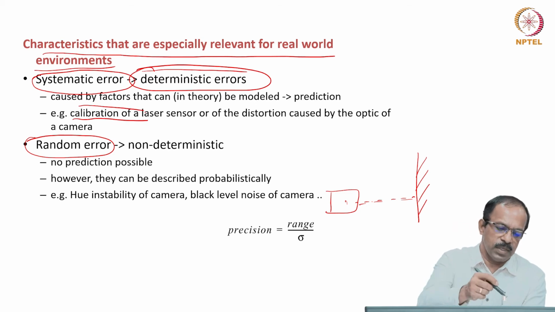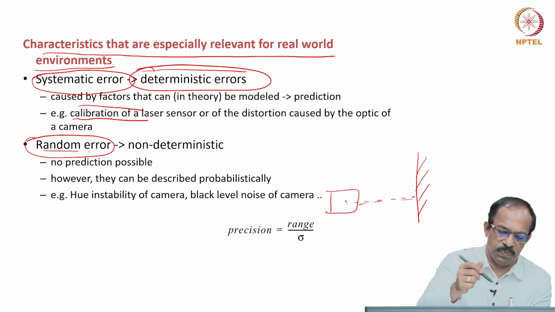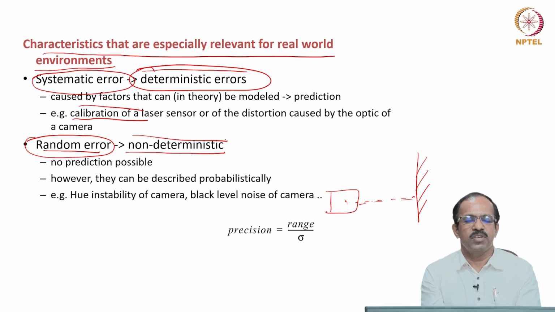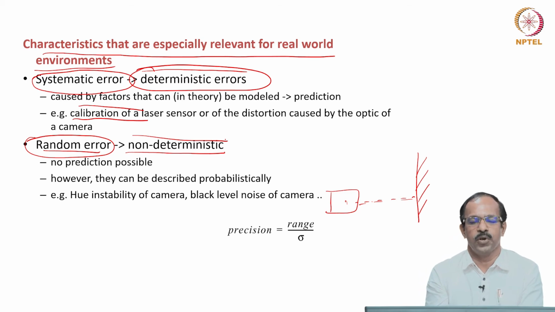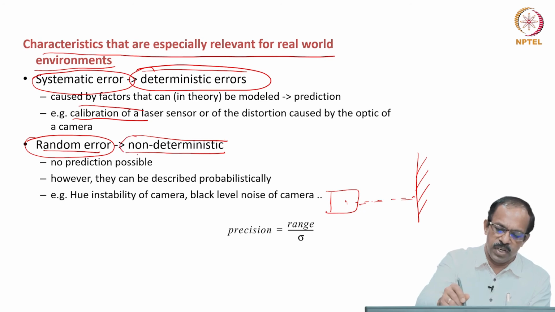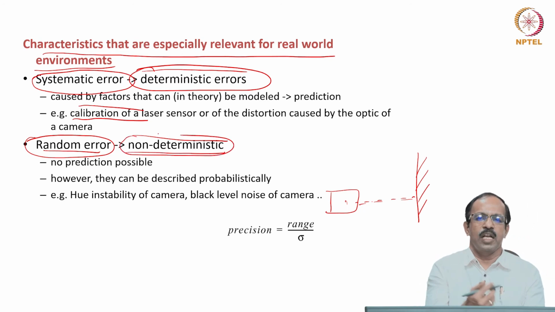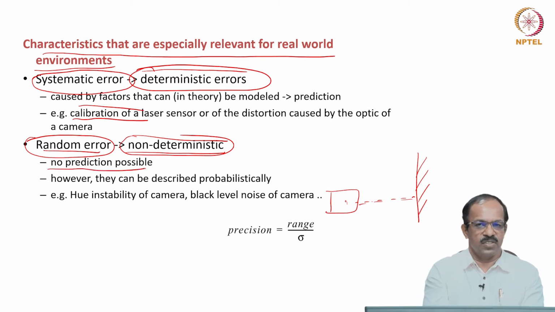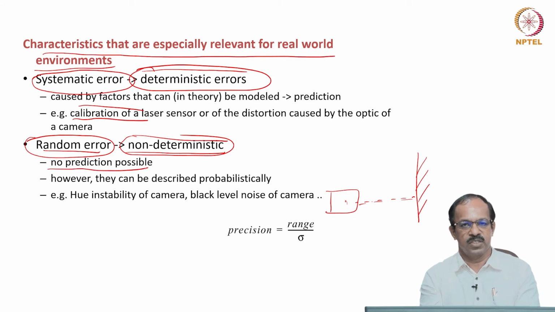But there are some other errors which we call random errors, or non-deterministic errors. It is very difficult to predict these errors. We do not know why it is happening. Maybe the environment is affecting it, the temperature is affecting it, humidity is affecting the performance. We do not know. Such errors cannot really be overcome by calibration or anything. No prediction is possible for such errors.